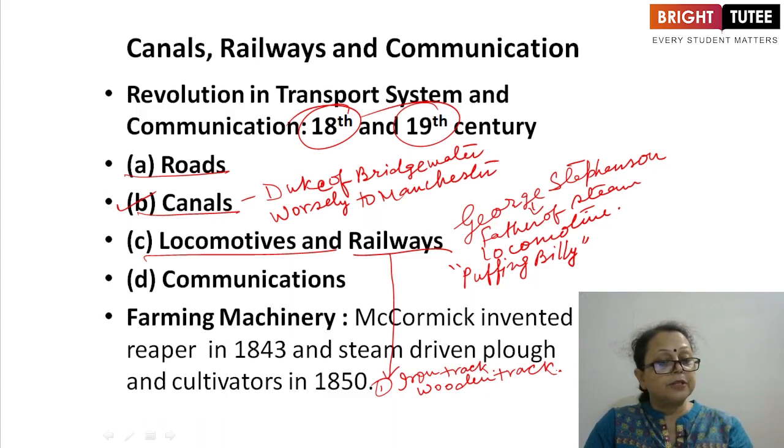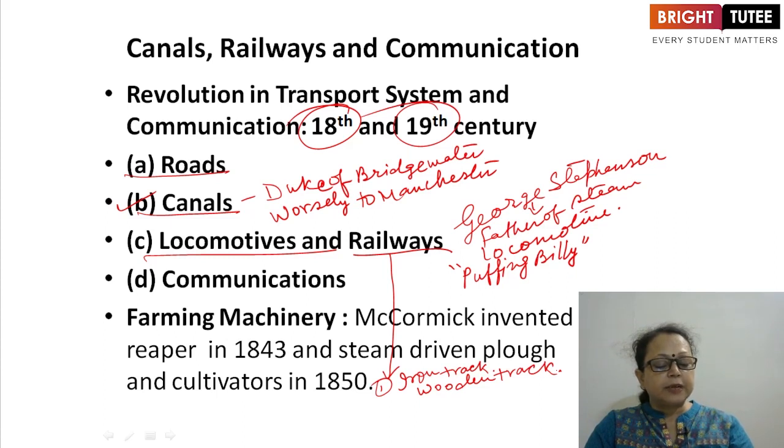The first steam engine, the first railway system, when it was introduced. The next railway line connected Liverpool and Manchester in 1830, and within 20 years, the trains were running at a speed between 30 to 50 miles an hour. So this way there was rapid development and growth in the railway transport system in England.